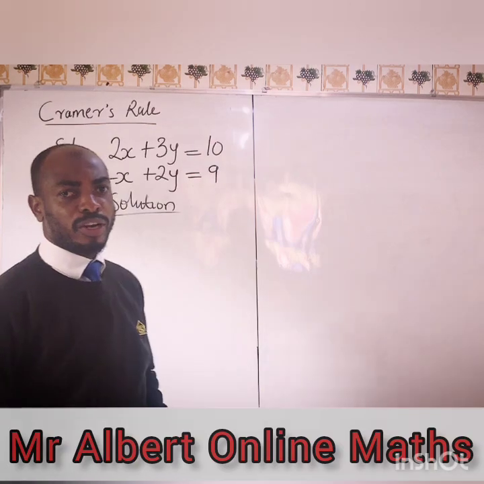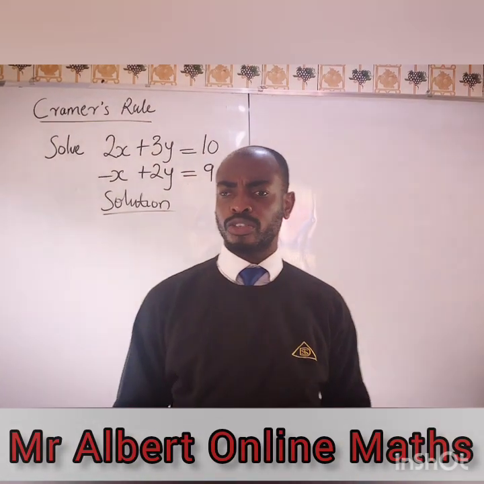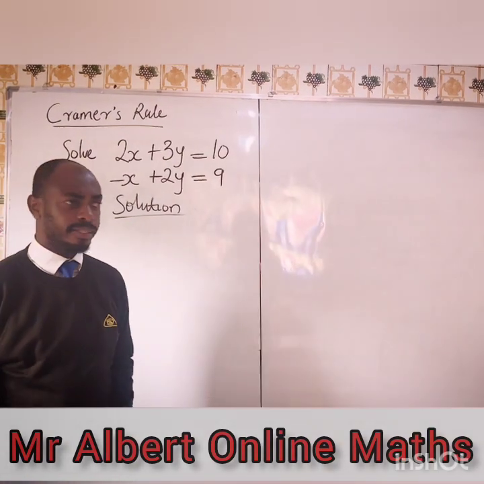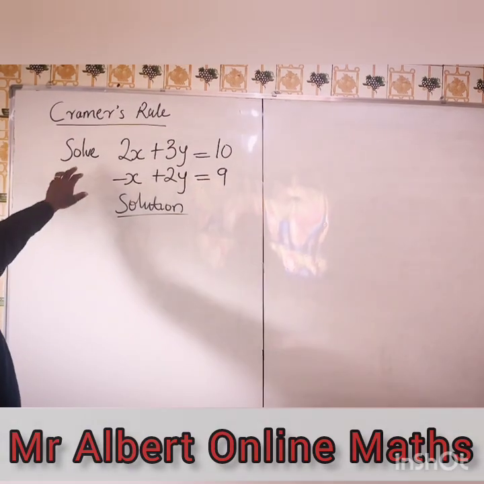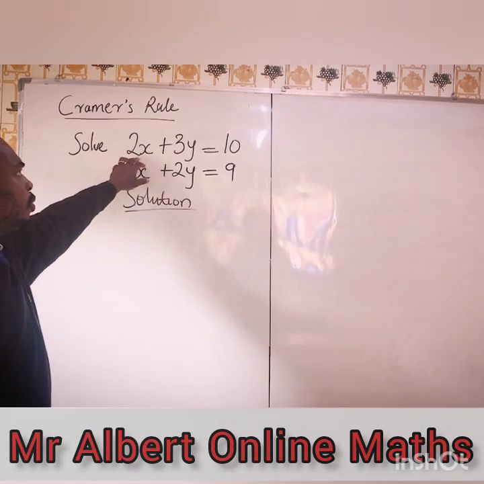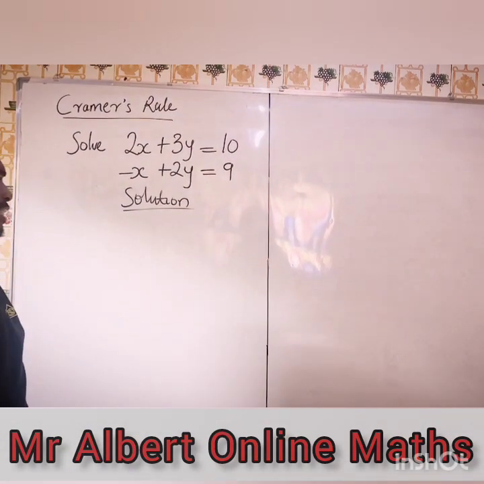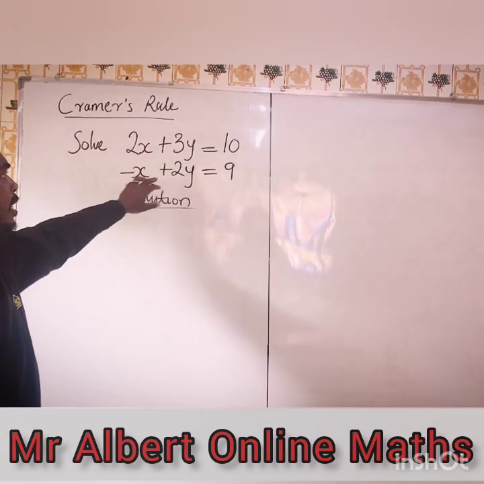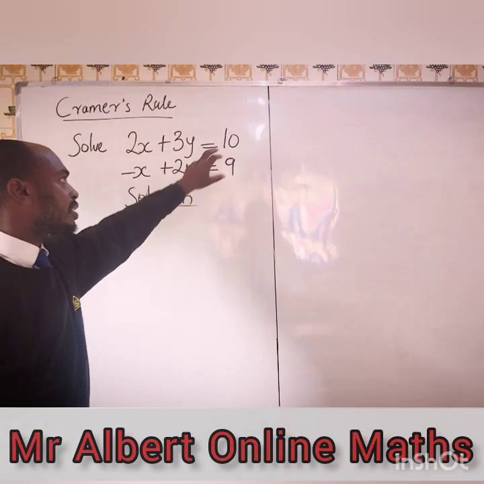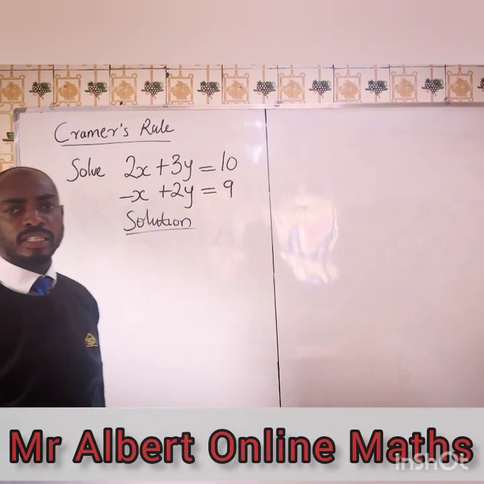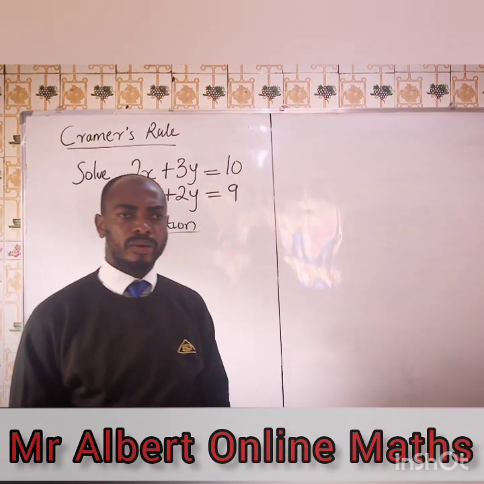Today I'm going to show you how to solve simultaneous equations using Cramer's rule. We have a question on the board which I'm going to use to illustrate how you can do this with ease. The question asks us to solve 2x + 3y = 10 and -x + 2y = 9. This is equation 1 and equation 2. This is a simultaneous linear equation.